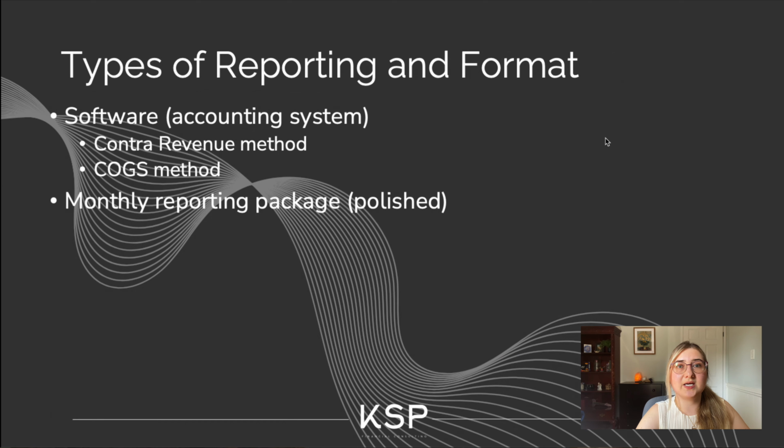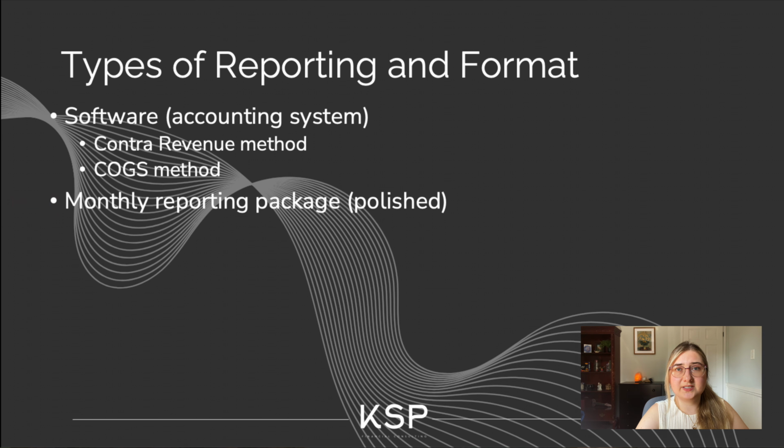Next, let's talk about the types of reporting and format. Your P&L really can come in two ways. First one is something that you export directly from your accounting software. The second one is a more polished and cleaned up version that you will use for your monthly reporting package. This could be an internal package that would just be distributed to the management team, or this could be an external package that would be distributed to the ownership, to the board, to the bank, to whoever needs to look at the company's monthly performance.